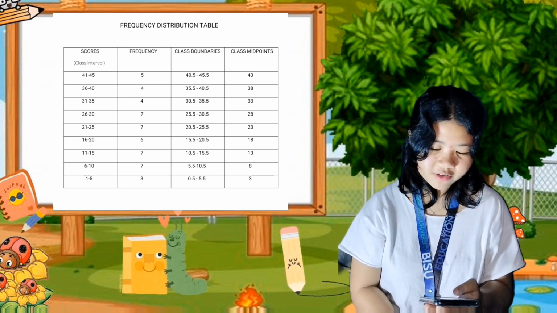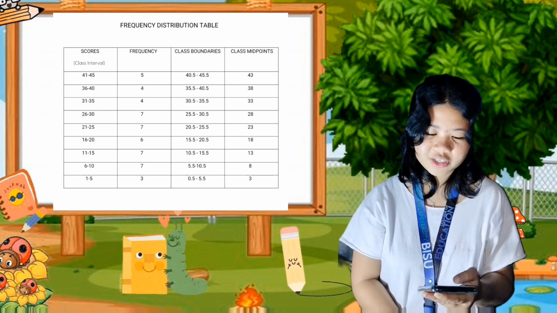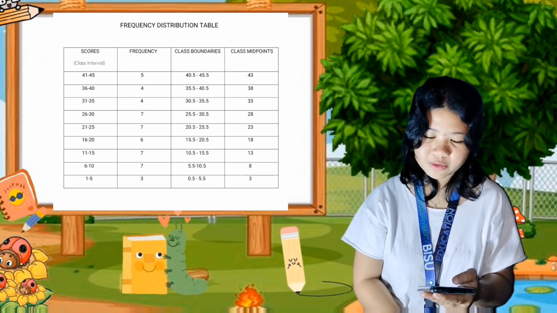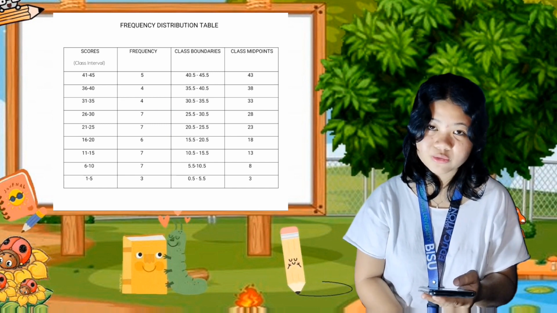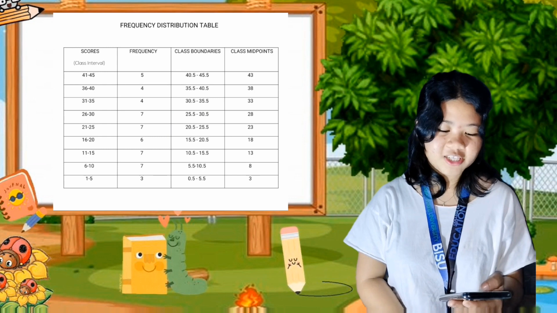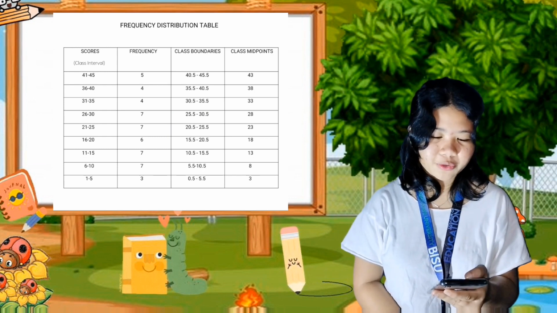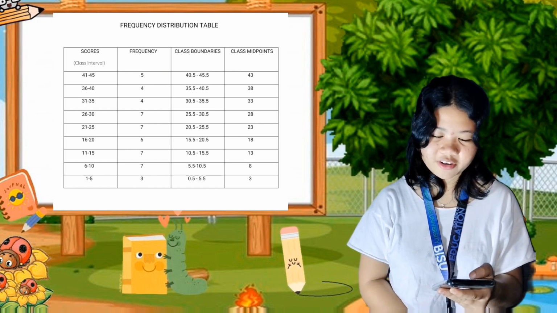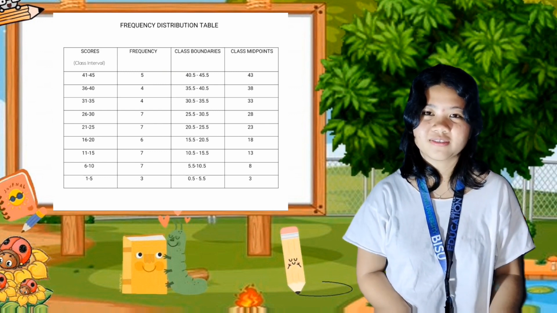21 plus 25 equals 46 divided by 2 equals 23. 26 plus 30 equals 56 divided by 2 equals 28. 31 plus 35 equals 66 divided by 2 equals 33. 36 plus 40 equals 76 divided by 2 equals 38. 41 plus 45 equals 86 divided by 2 equals 43. And that's how we get our class midpoints. Therefore, we conclude that this is how we get the frequency distribution table.